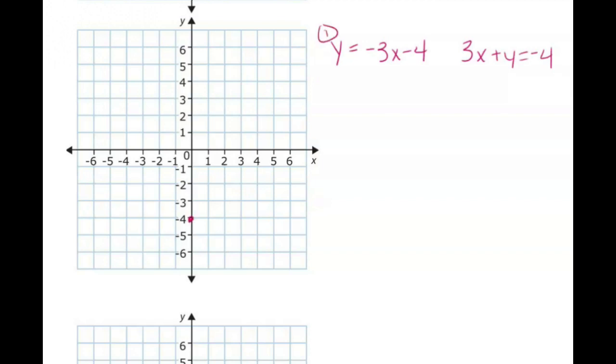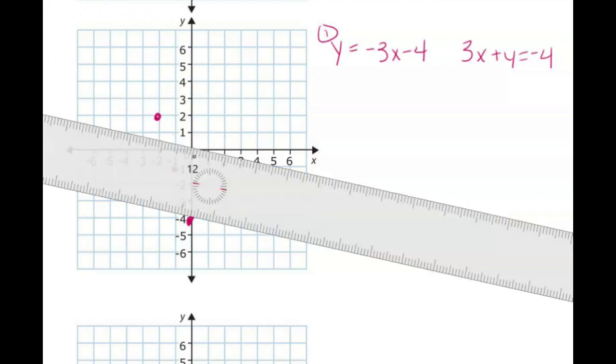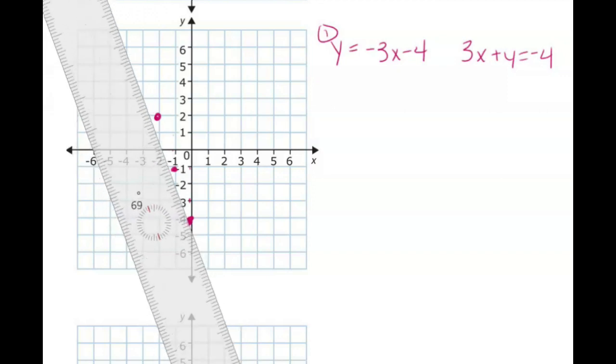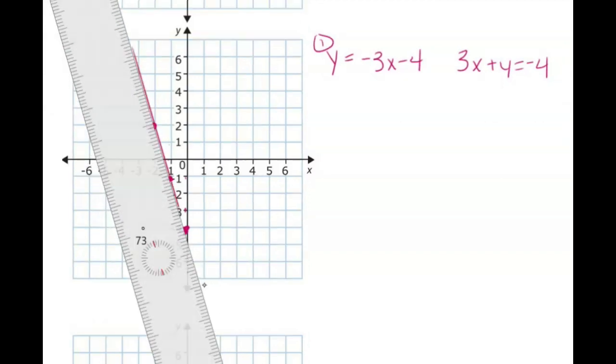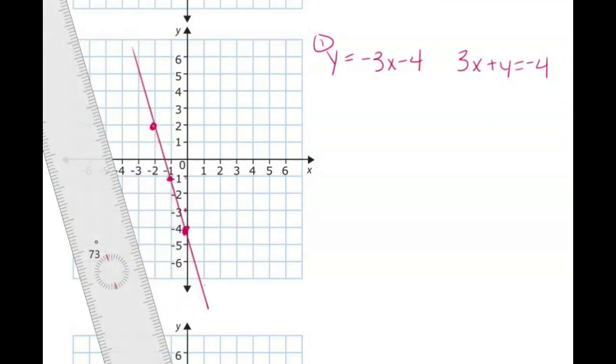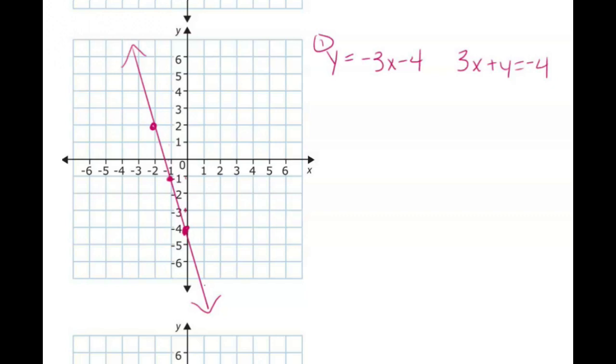We start at -4, and then our slope is -3 over 1. So 1, 2, 3, and over 1. That should be pretty straightforward here. All right, so we can graph that up, draw our line. We're good to go. All right, what about equation number 2?